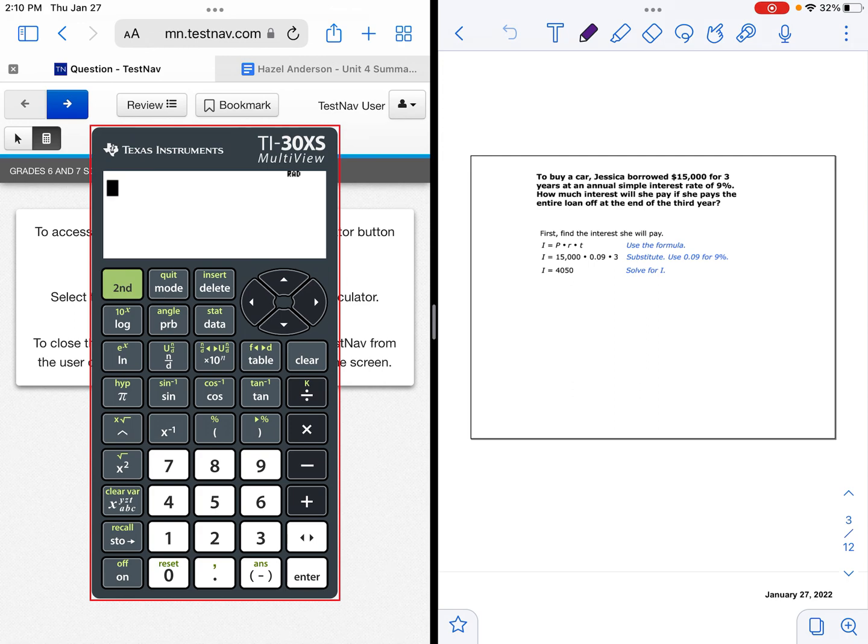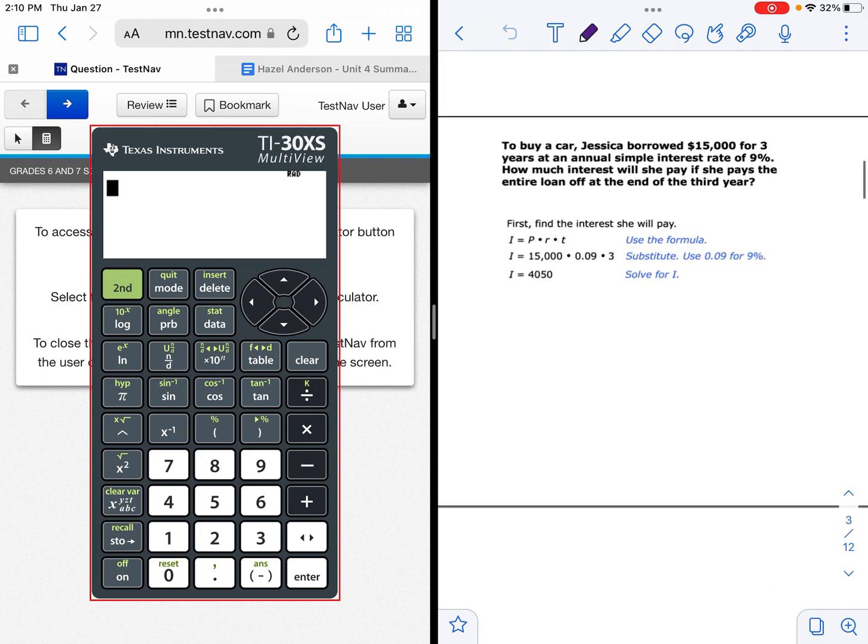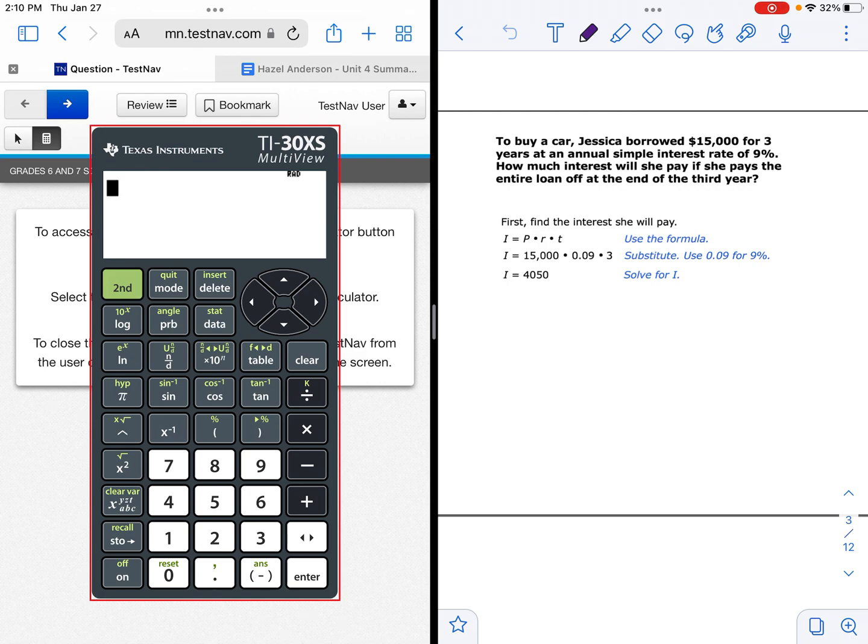So let's just go ahead and forge forth here. To buy a car, Jessica borrowed $15,000 for 3 years at an annual simple interest rate of 9%. How much interest will she pay on the entire loan at the end of the year? We're going to use that formula, I equals P times R times T. The principal is the $15,000 that she borrowed, that's going to go in for our P. The T is going to be 3 years, and they've already given it to you in years, so that's good.